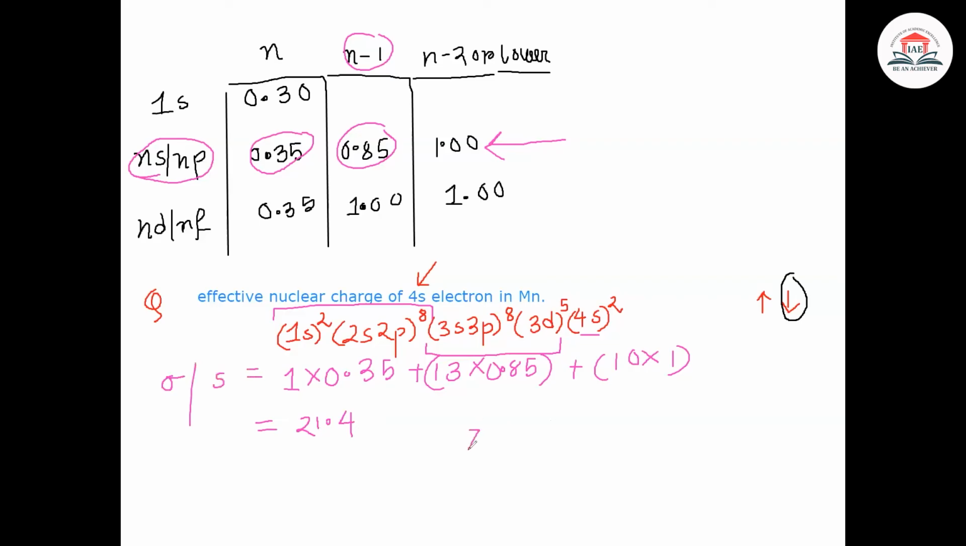And what is the effective nuclear charge then? Effective nuclear charge is Z minus sigma. Right. Z minus sigma. That is 25 minus 21.4. ঠিক আছে তো? তাহলে এটা হয়ে গেল 3.6. Is it clear to all of you?